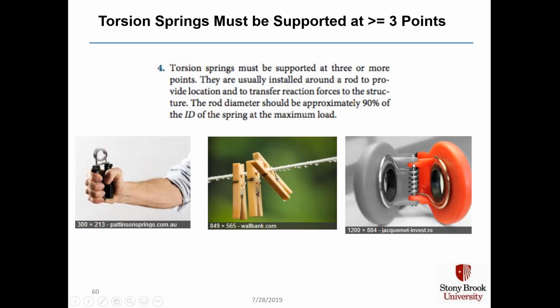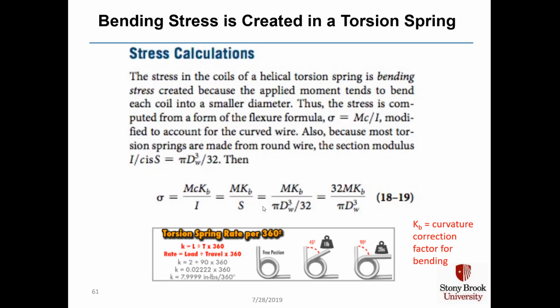Here in this structure you can see more clearly the coils of the torsion spring, and there is a pin right down through the coil. And of course, here is a very ancient coil spring used for a laundry clip where you can hang your clothes out to dry. The bending stress is created in a torsion spring.